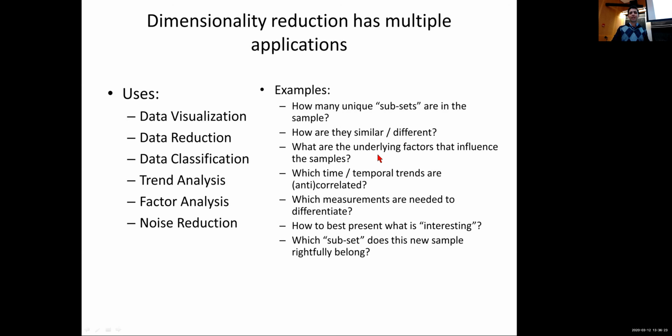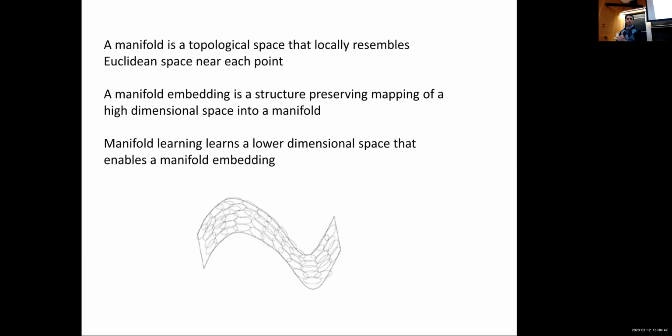What are the underlying factors that influence these samples? Which temporal trends are correlated or anti-correlated? What measurements are needed to actually differentiate between these subsets? And how do we represent the stuff that's interesting about the data? Or which subset is this new sample coming from, even though we may not have labels for these subsets? Everybody with me?